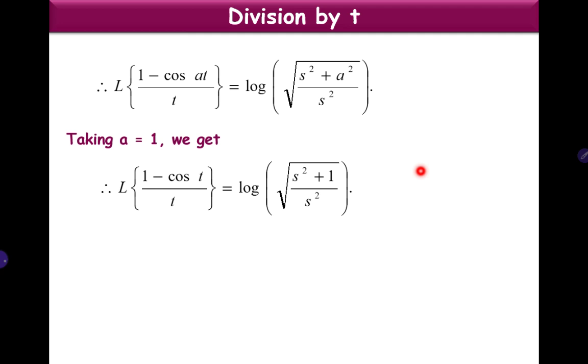So I want you to note this, that Laplace transform of (1 minus cos t) by t is log of square root of (s square plus 1) by s square. So now let us move to the second problem. Evaluate L of (1 minus cos t) by t square. The last problem was L of (1 minus cos t) by t. Now it is L of (1 minus cos t) by t square.